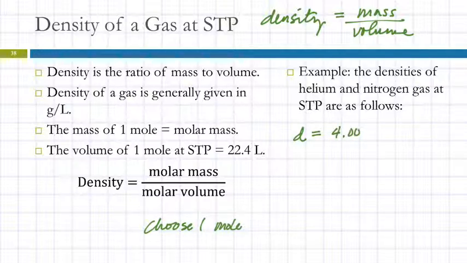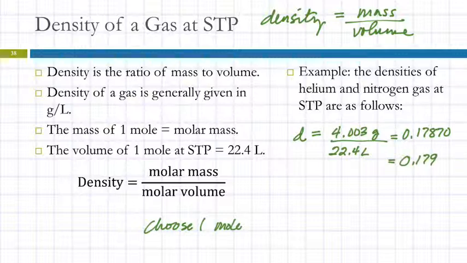4.003, right? We'll be a little more precise here. What's the volume of 1 mole of helium at STP? 22.4 liters. So 4.003 divided by 22.4 is 0.0179 grams per liter for helium.